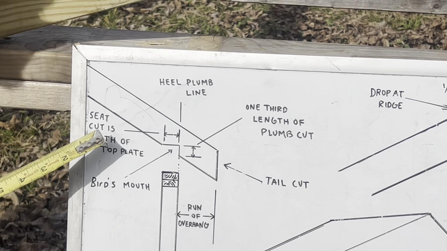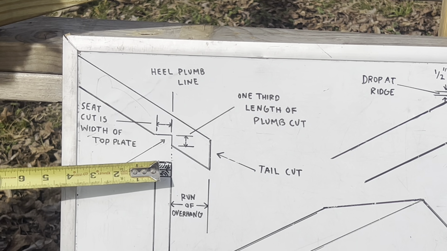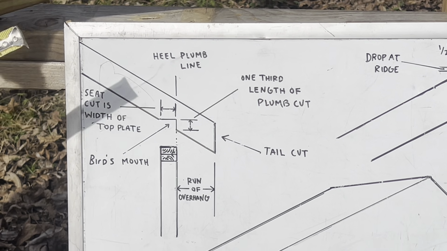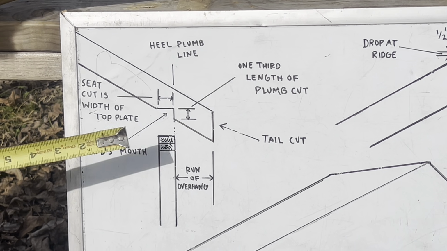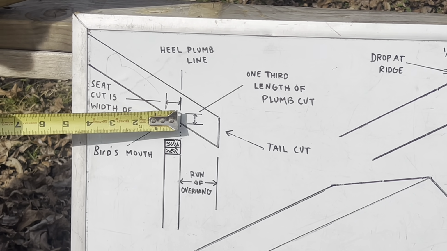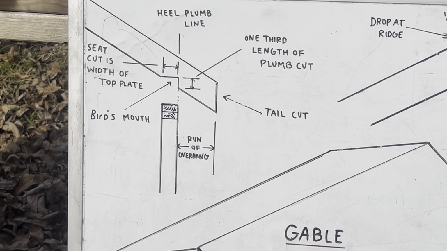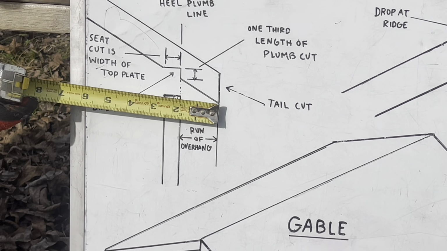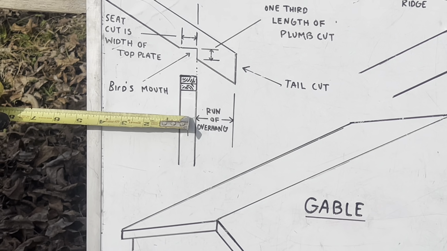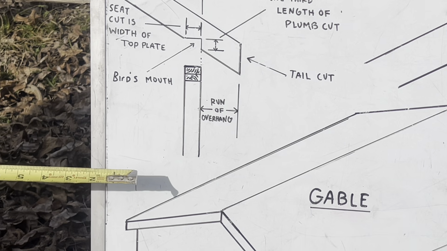Now your seat cut is the width of your top plate. So let's say right here we're using 2x4s for our top plate. So that's going to be the width of your seat cut. Now your plumb cut should not be over 1/3 the length of your plumb cut line, because from here to here is your plumb cut line. Right here is your tail cut. And your level distance right here from the outside of your wall, that's the run of your overhang.